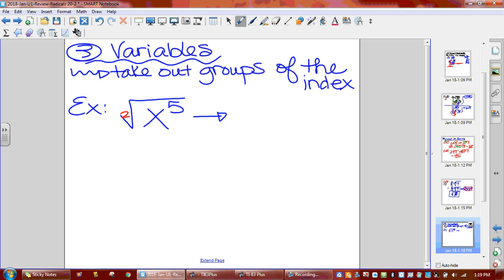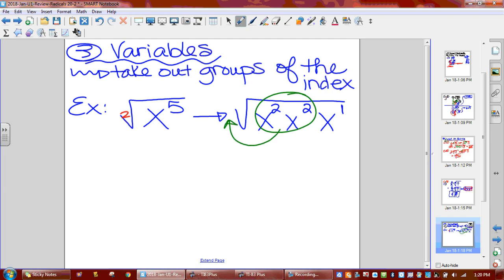So what we're going to do is put our big root sign on, and now we're going to break the x into 2's. So I can have x squared. Now we got to add to 5. How many more do I need? 1 more. Good. So we've broken it up into the groups of the index. Now we take out these groups. They're the ones that are going to come outside. So on the outside, I'm going to have x exponent something, root x exponent 1.